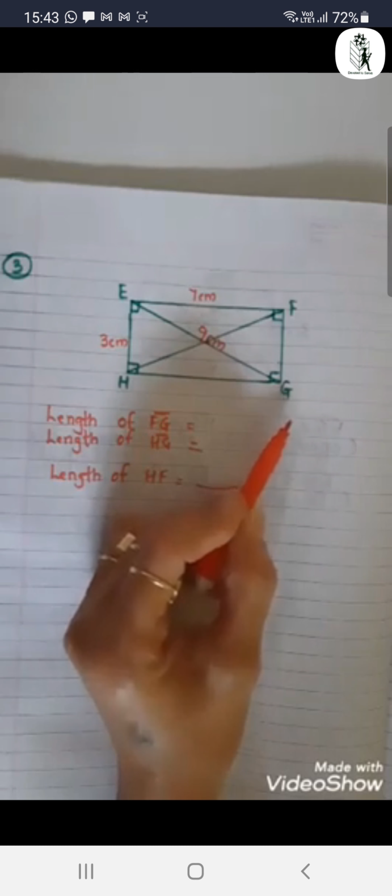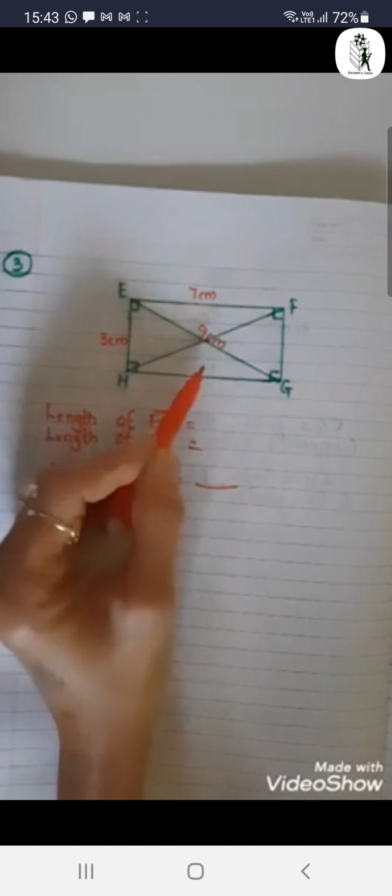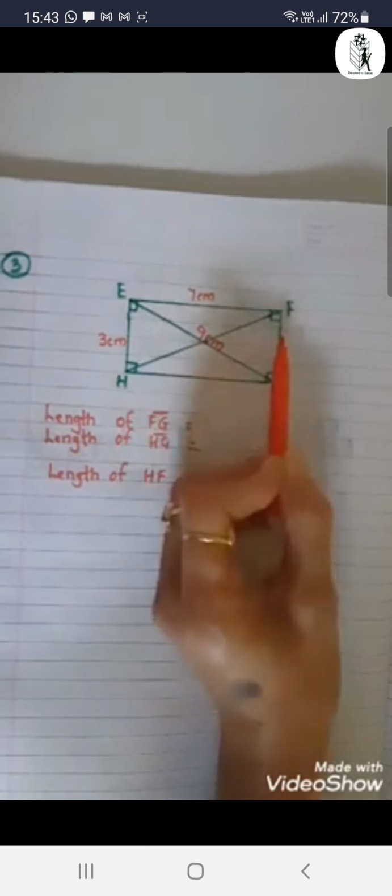If EH is 3 centimeter and EF is 7 centimeter, find the length of FG and HG. These are the two measures that we have to write. If EG is 9 centimeter, what is EG? It's a diagonal. If this is 9 centimeter, we need to find out the length of HF also. This is a second diagonal.